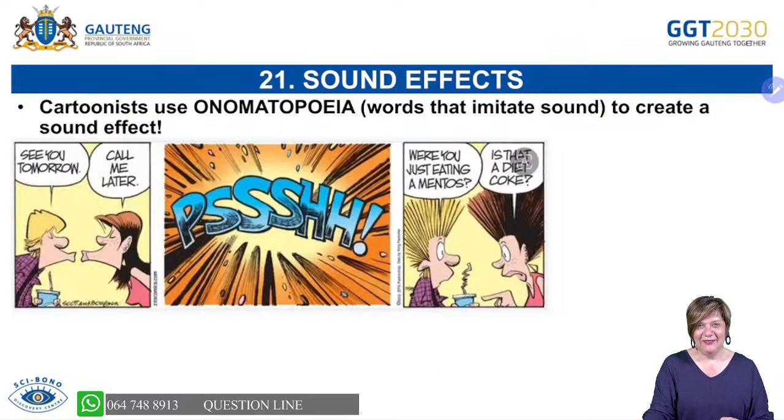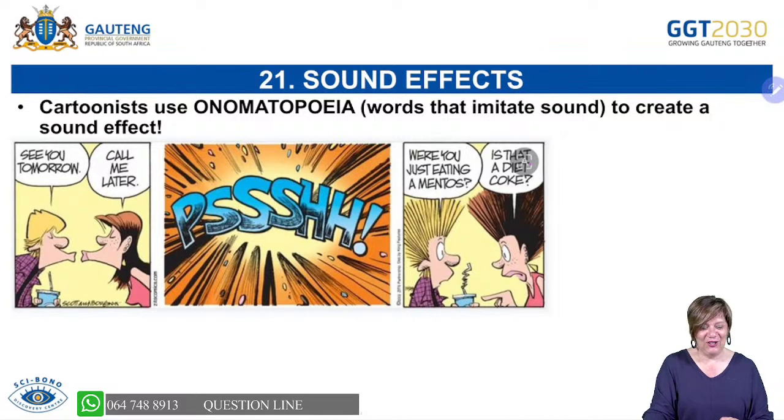Sound effects. The cartoonist can't put sound effects in his cartoon, but there's another way for him to do it, or her. They use what we call onomatopoeia, or sound imitation. You find it in poetry as well and in your literature. In other words, words are used to create a sound.